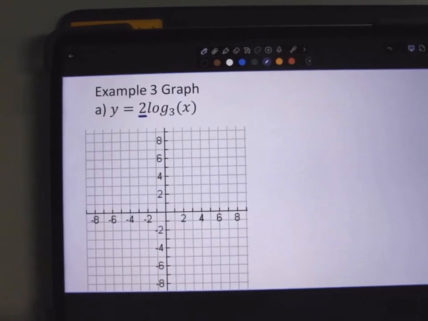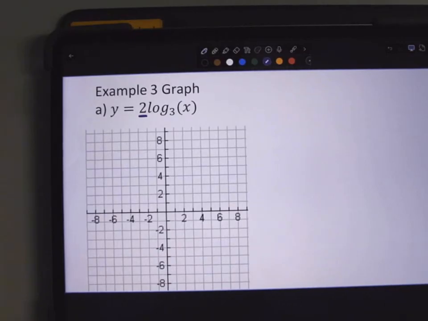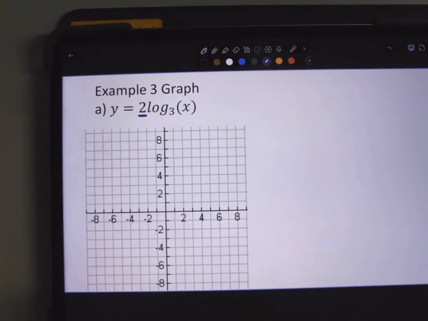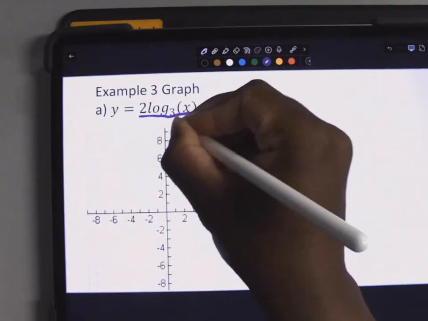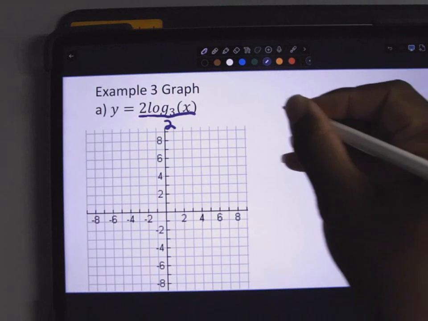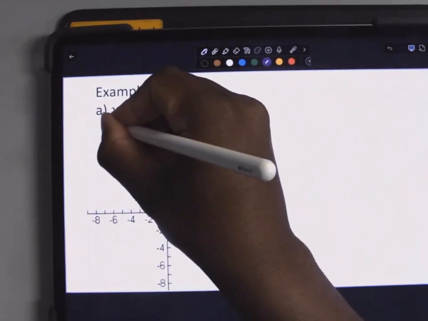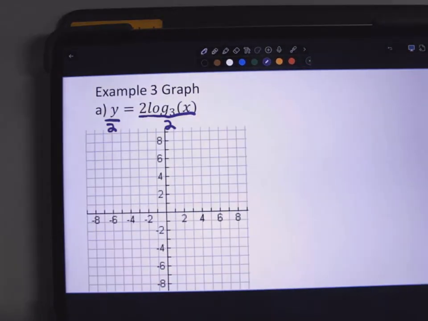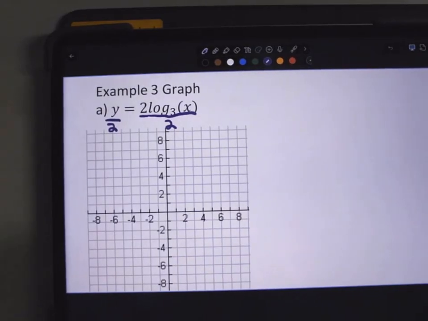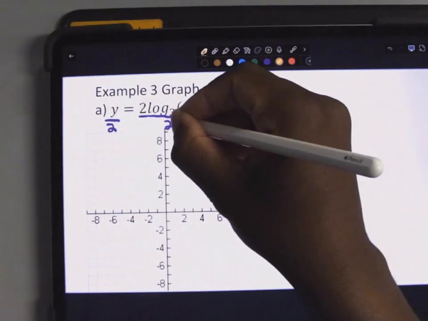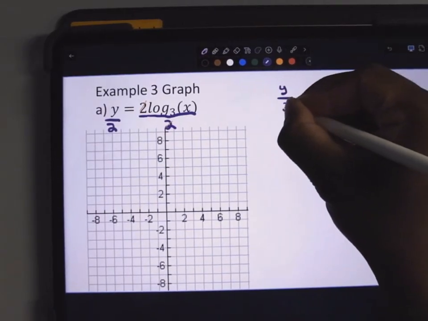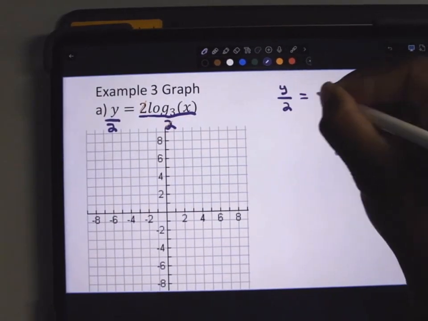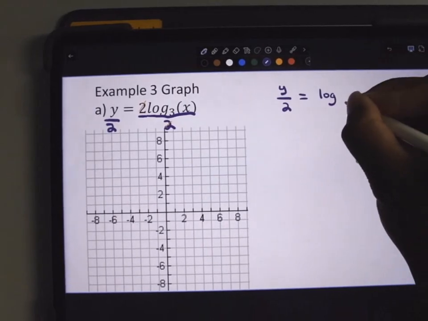So the first thing we got to do is get the log part by itself, and we need to move the 2 and put it on the other side. Since it's the log times 2, to cancel out the 2, we need to divide by 2. Since we do it on the right side, we also need to do it on the left side. And so that's going to cancel the 2 out, leaving us with y divided by 2 equals our log by itself.